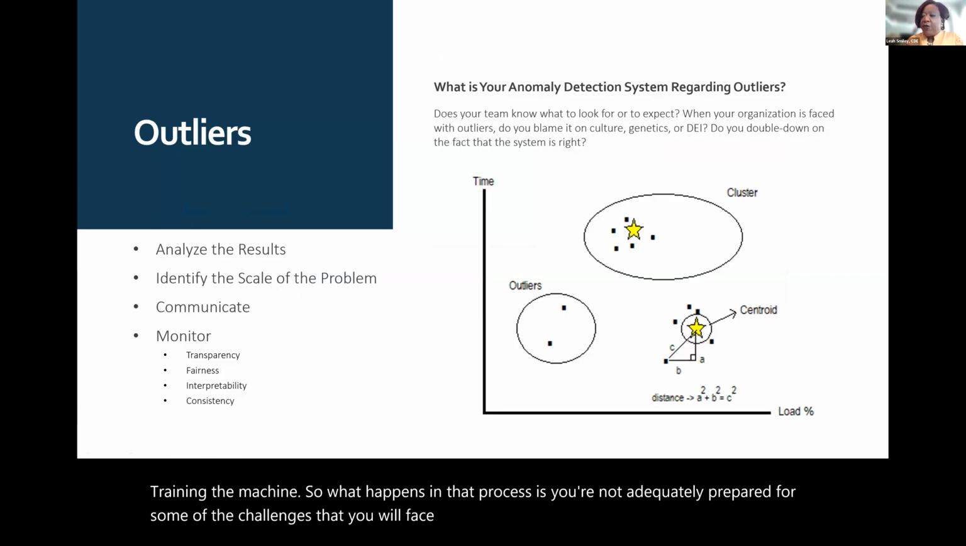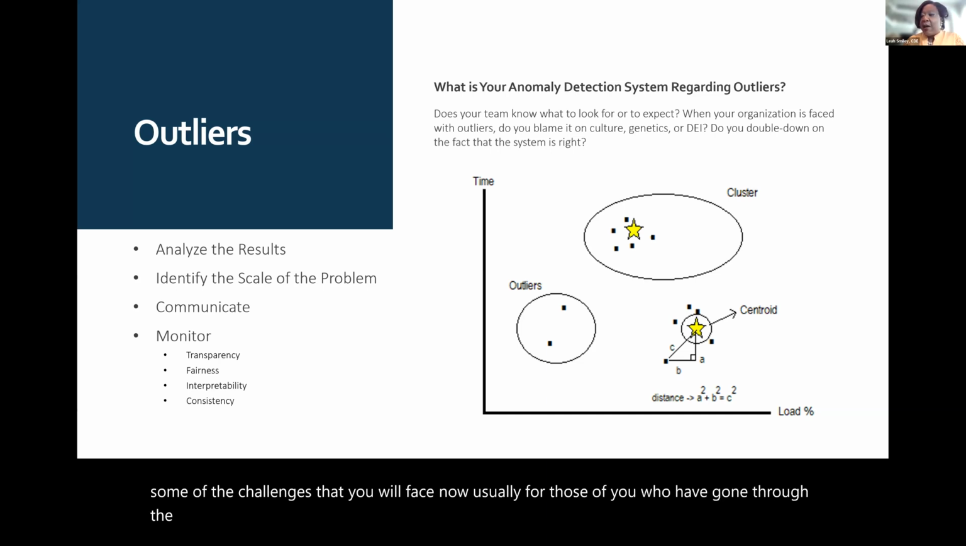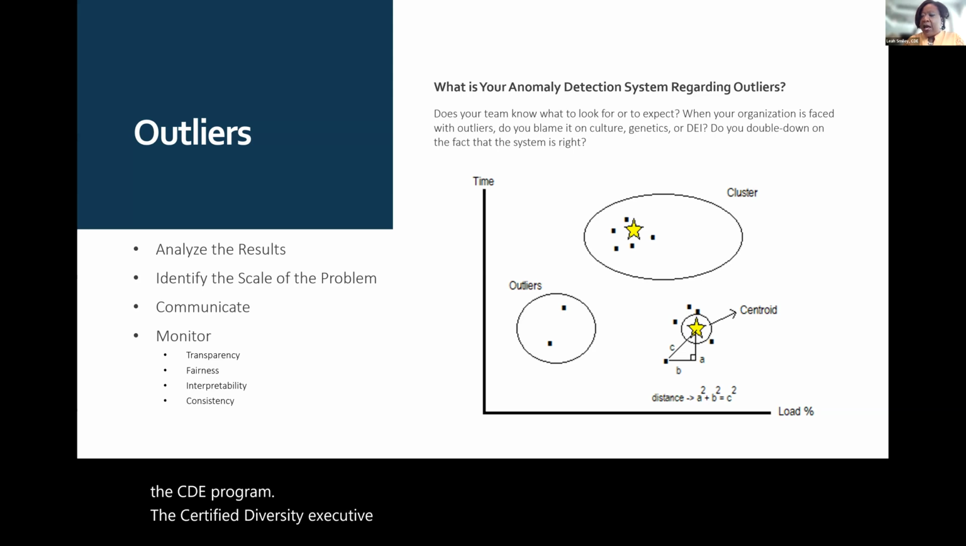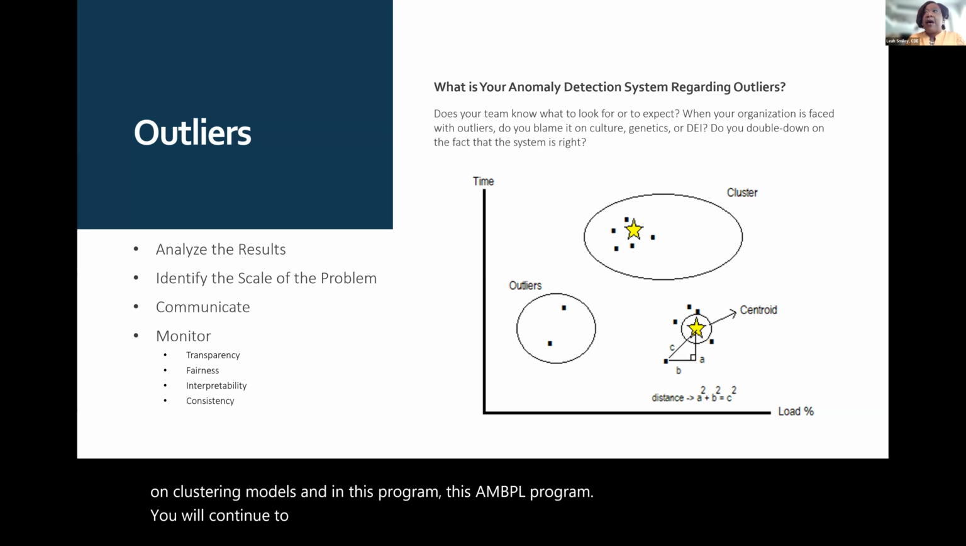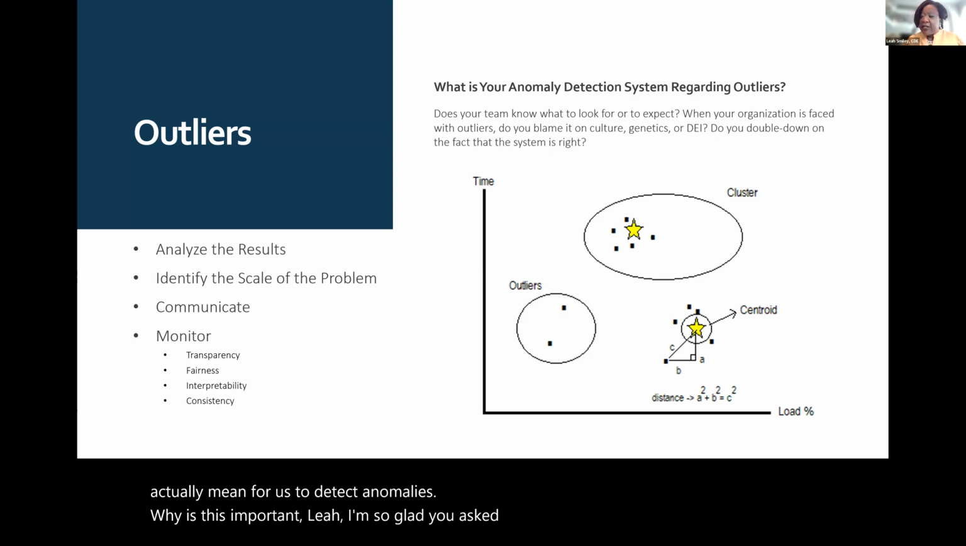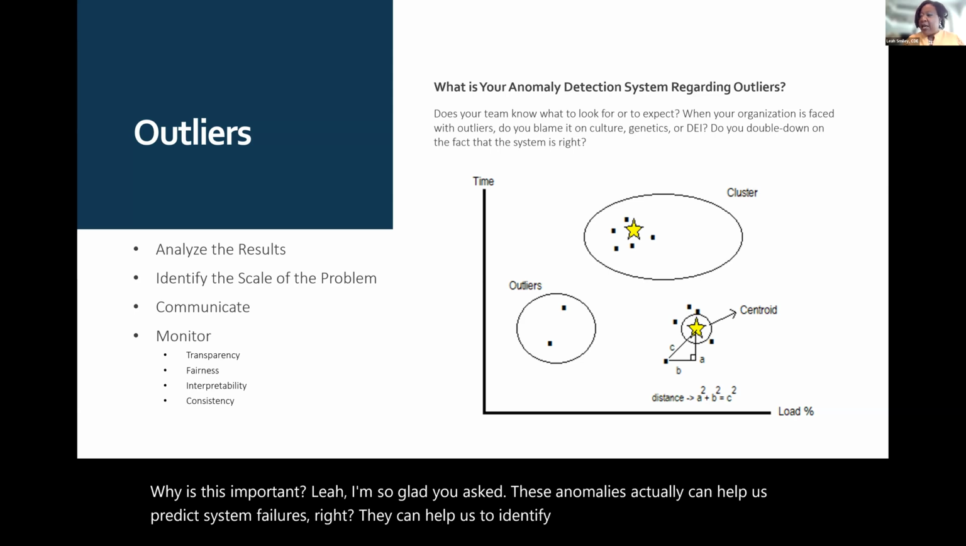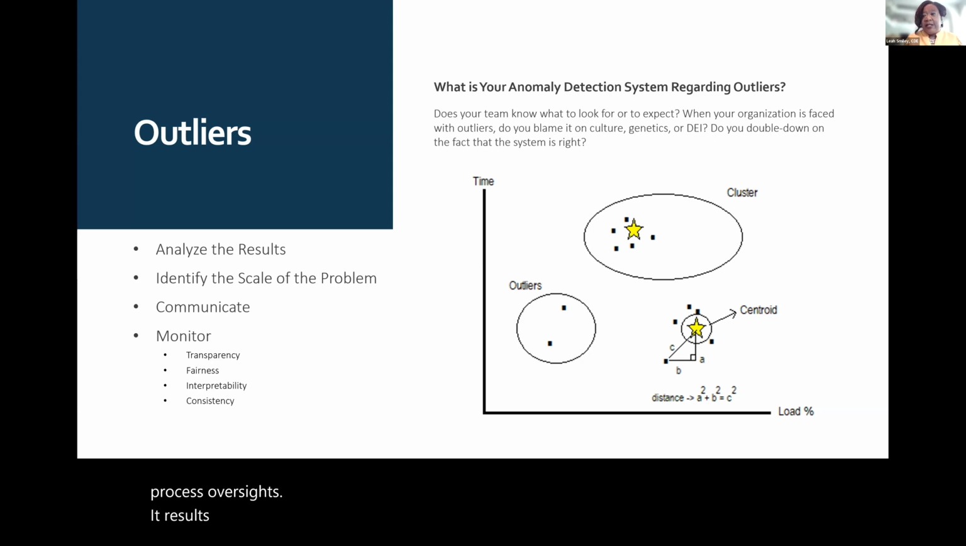Now, usually, for those of you who have gone through the CDE program, the Certified Diversity Executive Program, you know that we've done work on clustering models. And in this AMBP-L program, you will continue to learn more about clustering models and what those clustering models actually mean for us to detect anomalies. Why is this important, Leah? I'm so glad you asked. These anomalies actually can help us predict system failures, right? They can help us to identify flaws. But again, when we have process oversights, it results in these biases, these system biases that allow us to have these flawed outcomes.